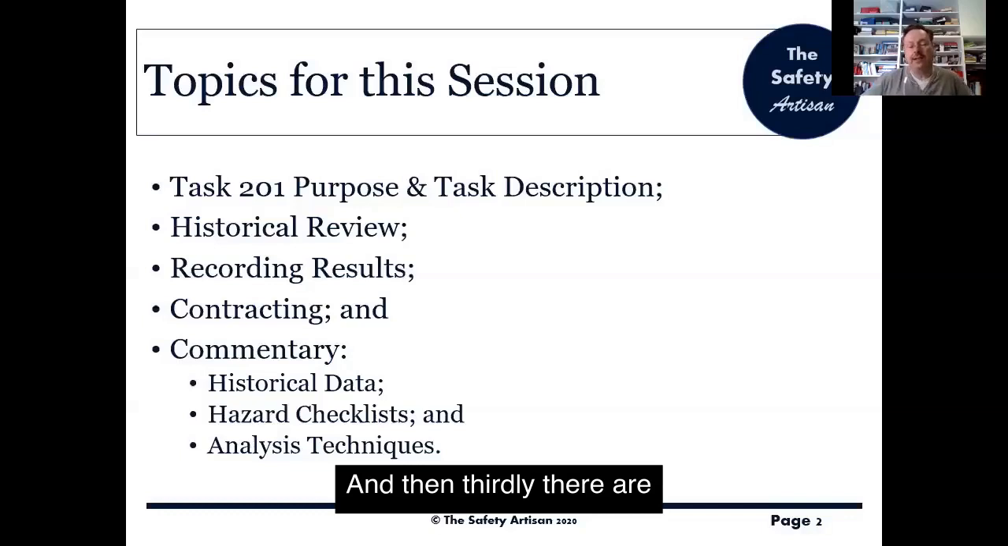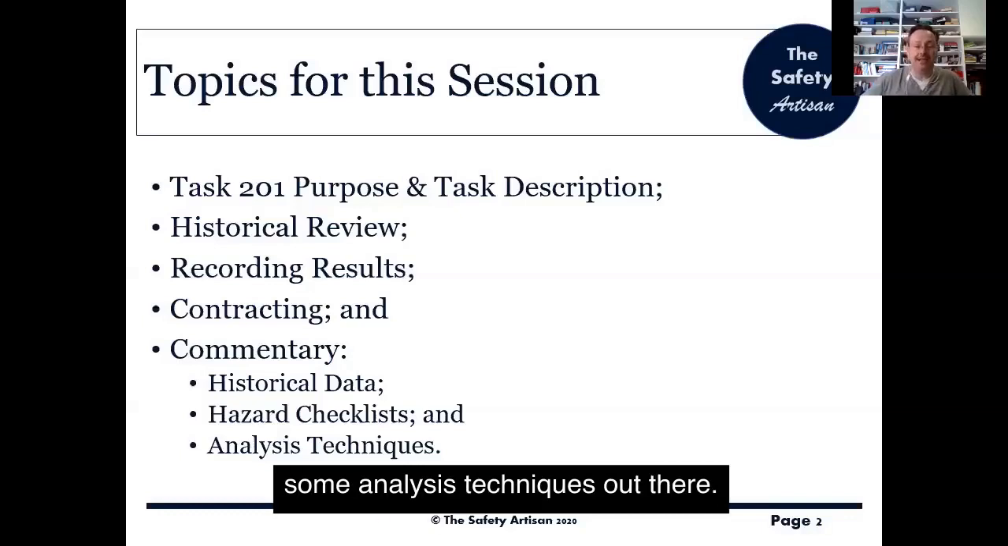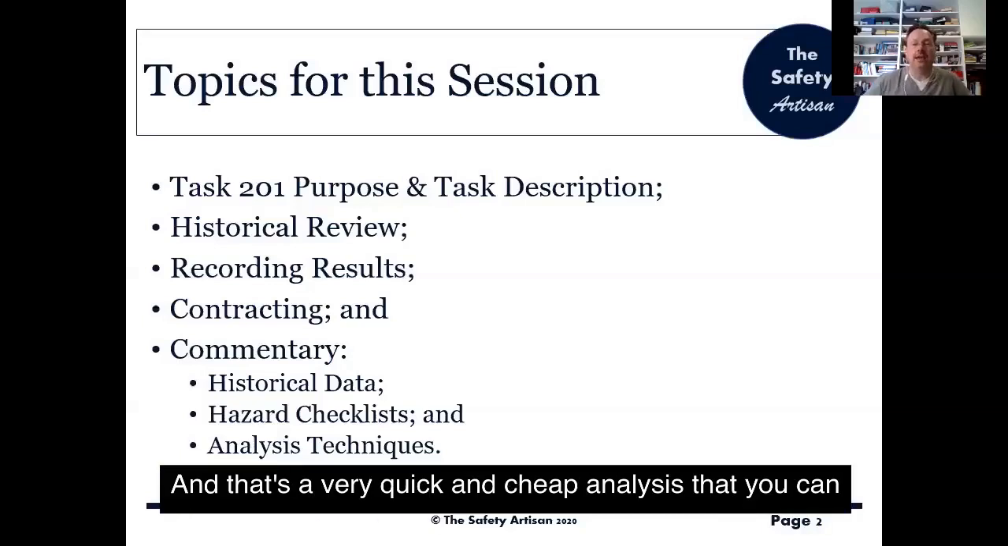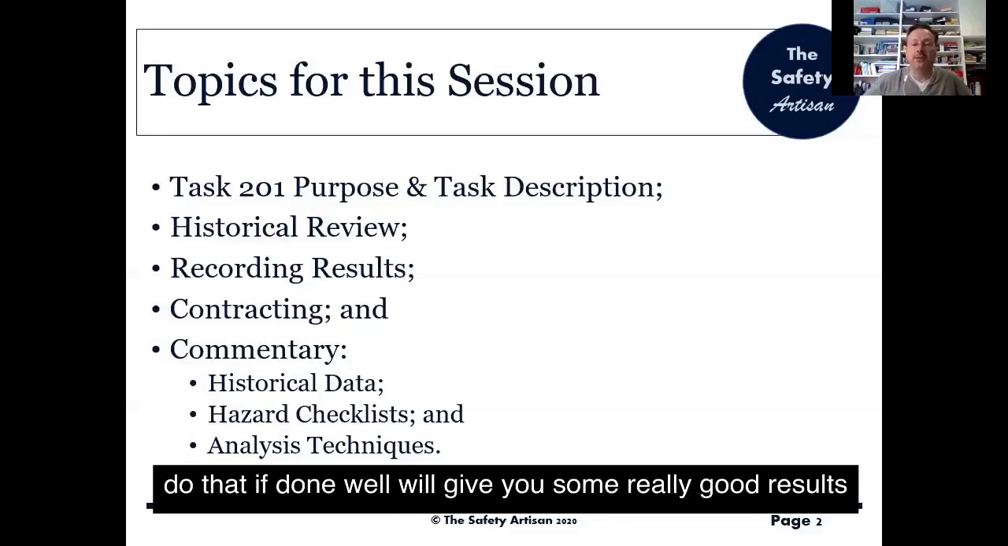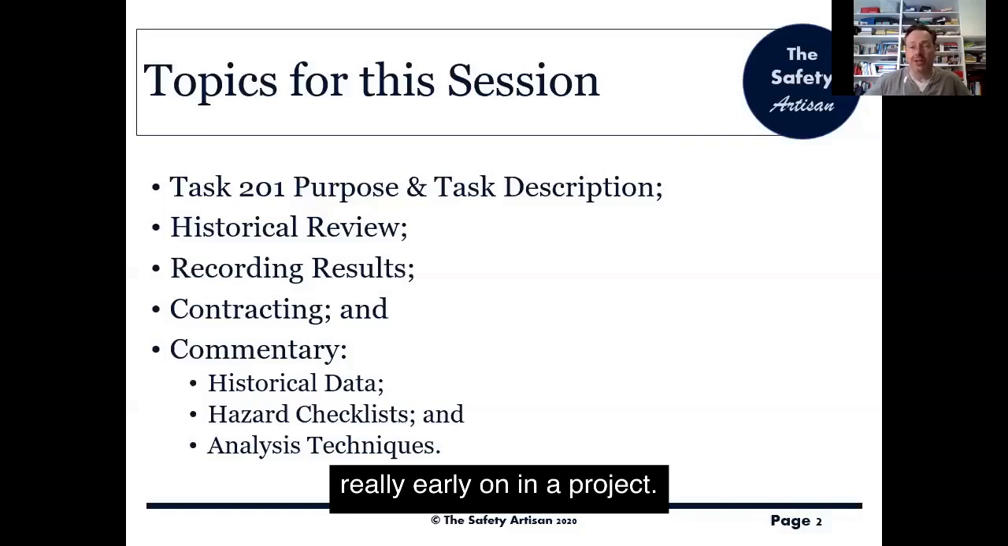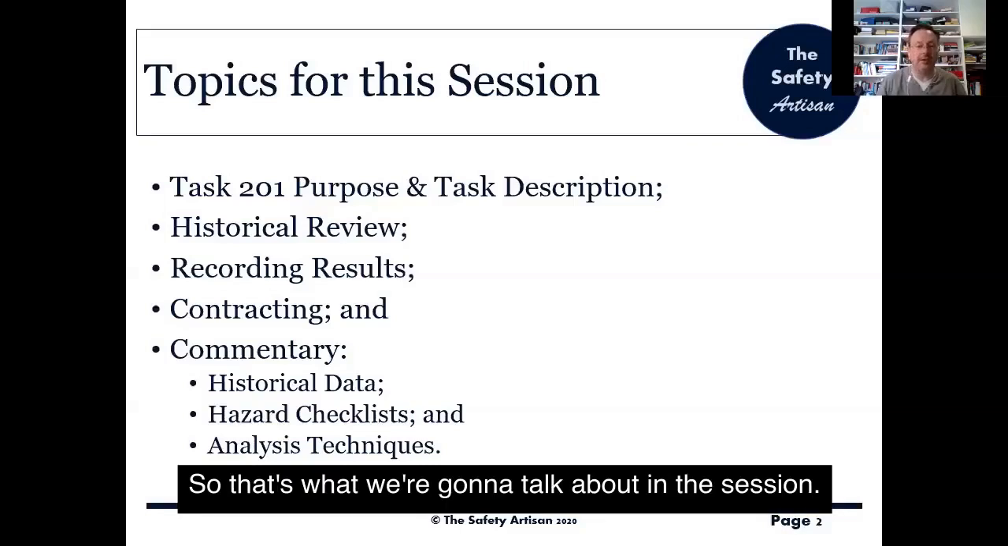And then thirdly, there are some analysis techniques out there. And that's a very quick and cheap analysis that you can do that, if done well, will give you some really good results really early on in a project. So that's what we're going to talk about in the session.